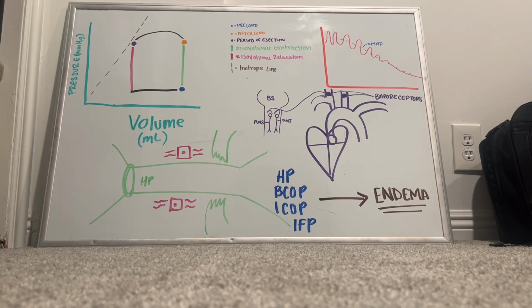Once ventricular pressure drops below atrial pressure, the atrioventricular valves open, ventricle filling begins, and the cycle will restart.